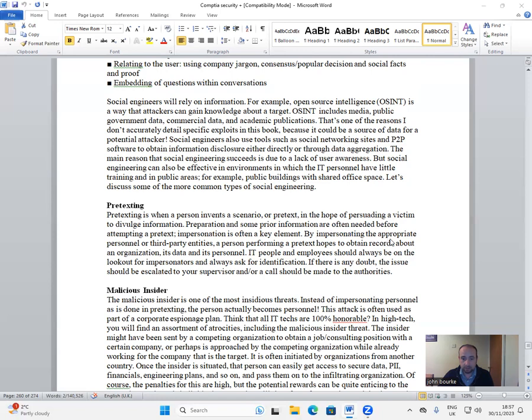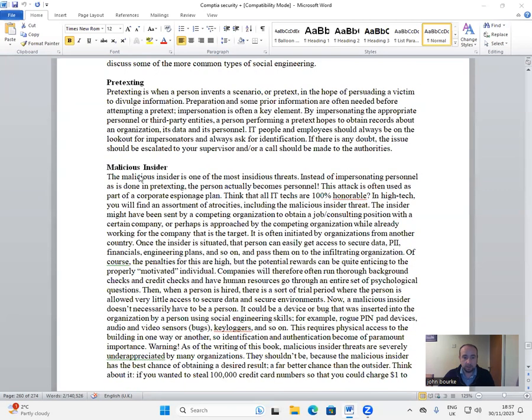By impersonating the appropriate personnel or third-party entities, a person performing a pretext hopes to obtain records about an organization, its data, and its personnel. IT people and employees should always be on the lookout for impersonators and always ask for identification. If there is any doubt, the issue should be escalated to your supervisor and/or a call should be made to the authorities.